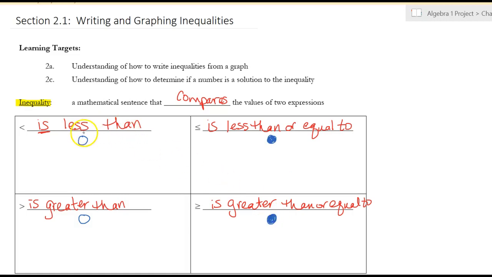Okay, less than is when numbers get smaller, and numbers get smaller when you go to the left. So for this one, your arrow is going to go to the left. Greater than is when numbers get bigger, and bigger numbers are on the right. So this one, the arrow will go to the right. It's the same case here. Less than also goes to the left, so the arrow will go to the left. And greater than, bigger numbers are on the right, so it goes to the right.